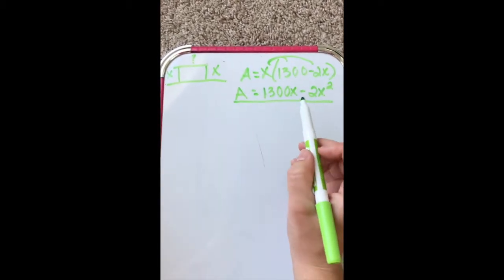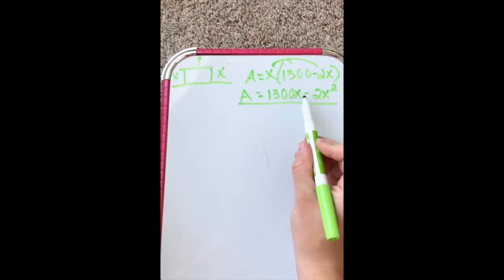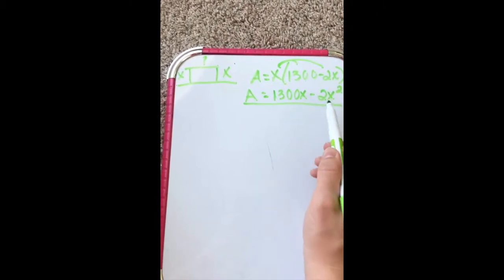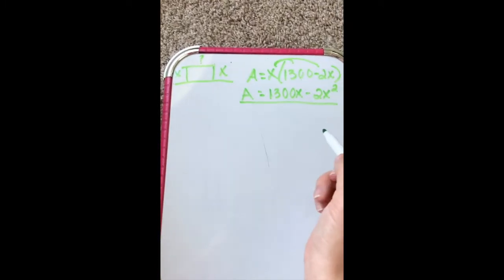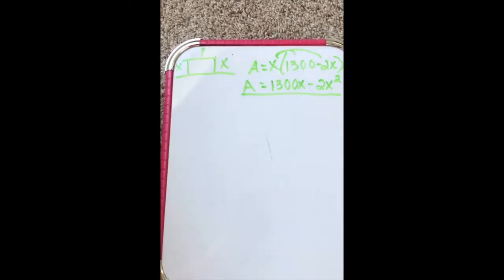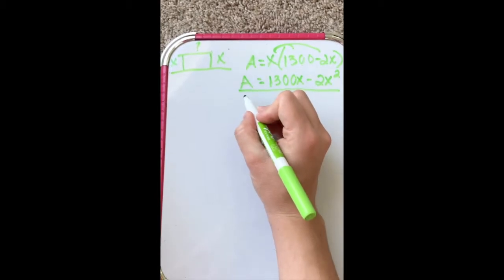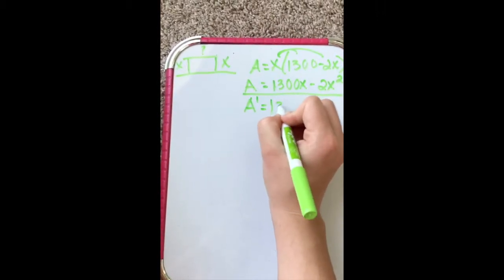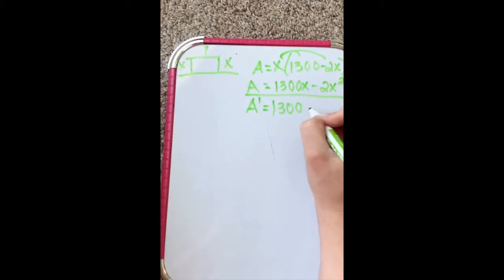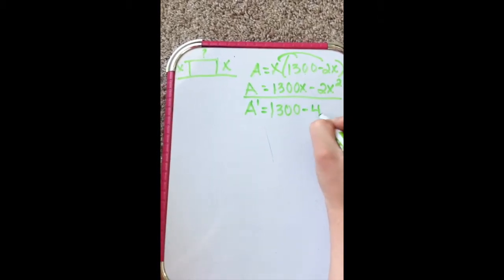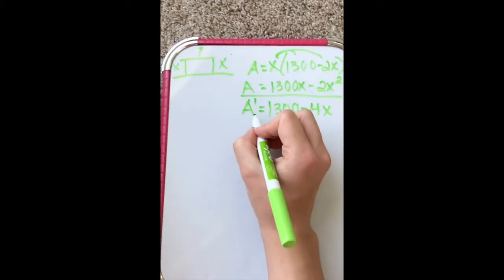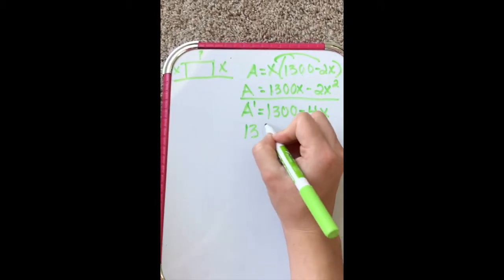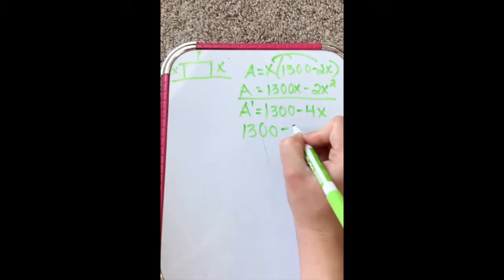So we'll have to find x so we can plug it in and figure out what the max area is. So how do we find x? Well, first we have to take the derivative of this. So the derivative of this would be 1,300 minus 4x. And we have to set this equal to 0 because that's how we find what x is.